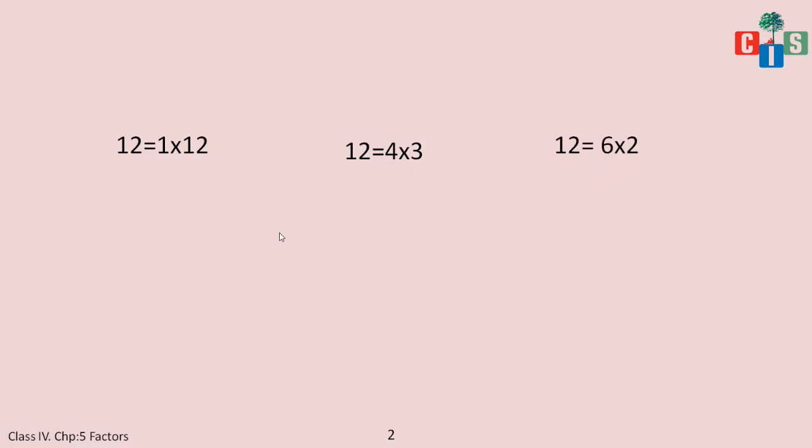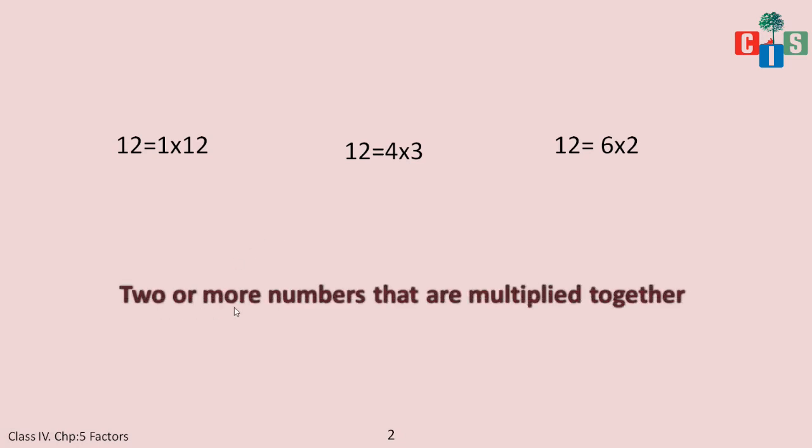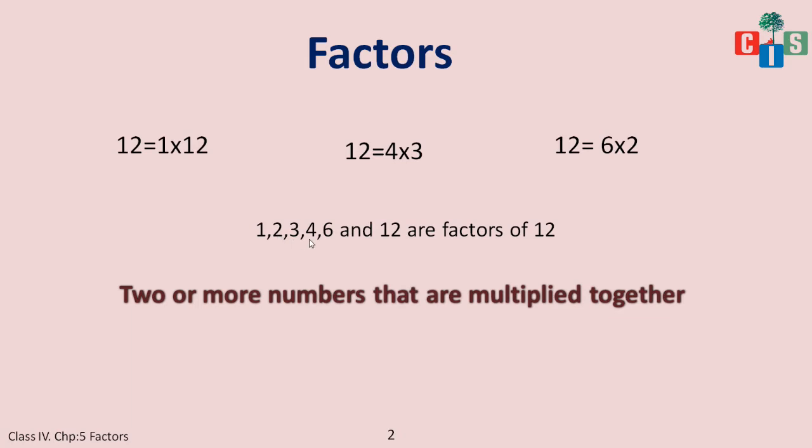So two or more numbers that are multiplied together are known as factors. Here you have 1, 12, 4, 3, and 6 and 2. So these all are factors of 12. I can say that 1, 2, 3, 4 and 6, I have written it in chronological order, and 12 are factors of 12.